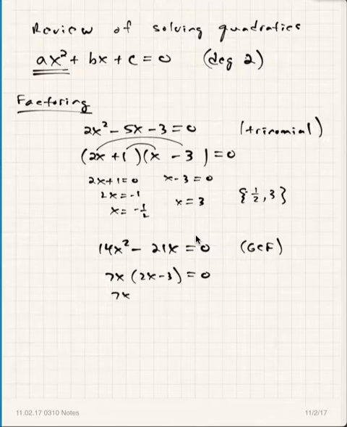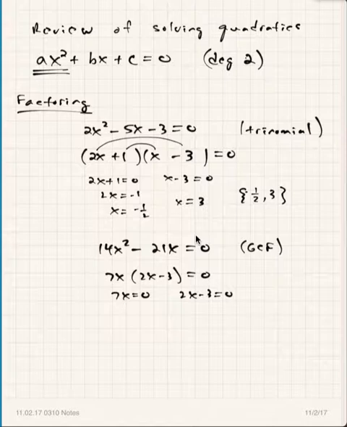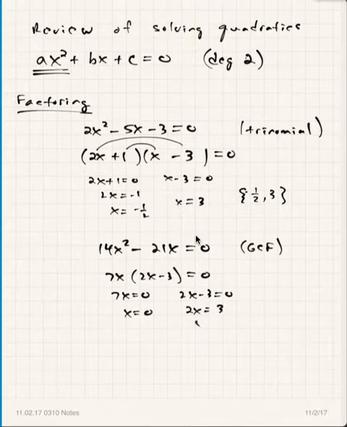And then set each factor equal to 0. One of the factors looks weird, but 7x equals 0 shouldn't freak you out. You just divide both sides by 7, and you get x equals 0. And then over here you get 2x equals 3 and x equals 3/2. So solutions are 0 and 3/2 in this case.